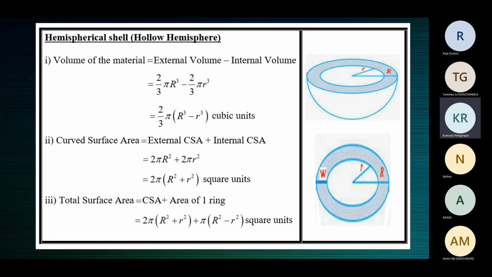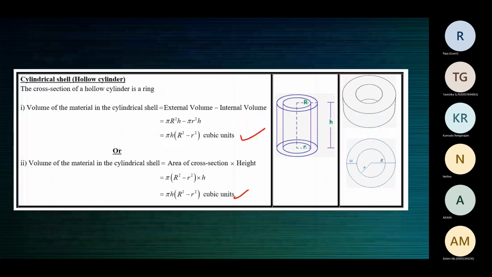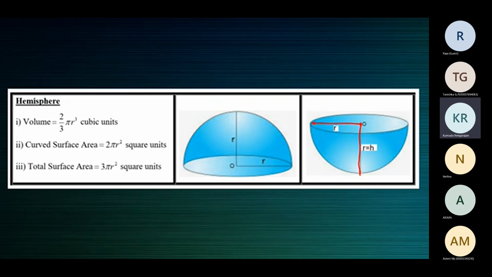So if you have a hollow hemisphere like the figure you see, whenever it is hollow, the volume is external volume minus internal volume. For a hemisphere, we just saw the formula: 2 by 3 pi r cubed.